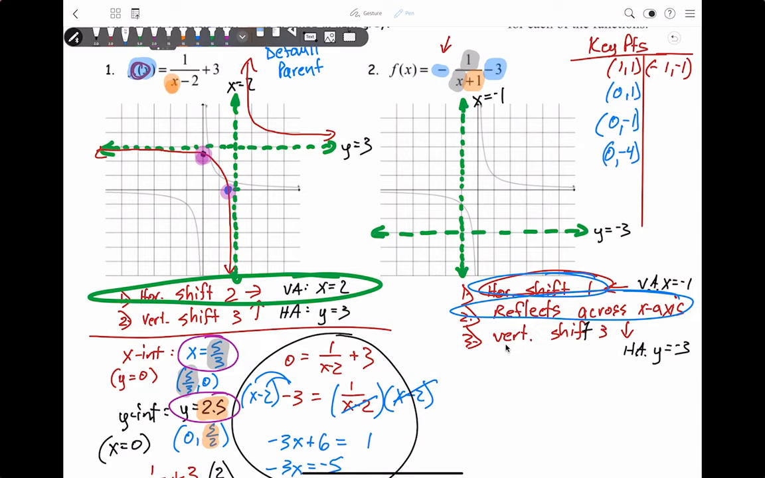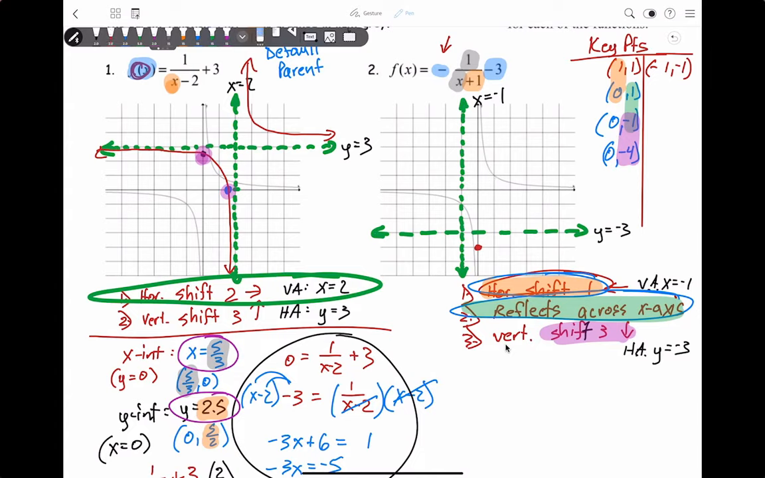Okay, so again, let me highlight what I just did. I shifted 1 to the left, so I subtracted that. I reflected across the x-axis. That means I multiplied the y values by a negative. And then last but not least, I vertically shifted 3 units down. That means I subtracted 3 from this -1. So my 1, 1, which started here on my gray graph, is going to end up at 0, -4, which will be right here.